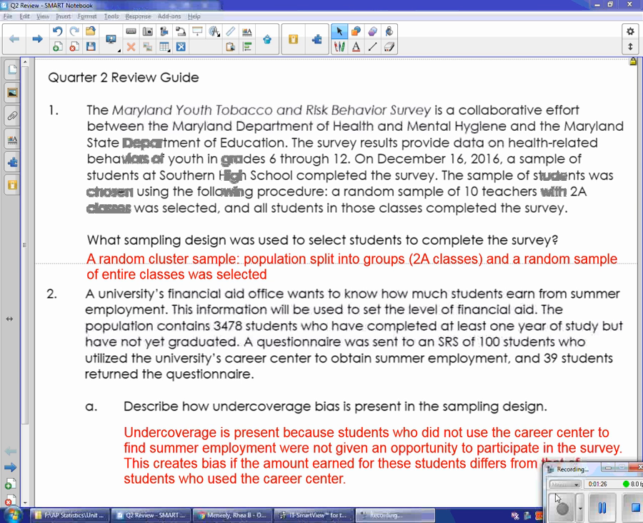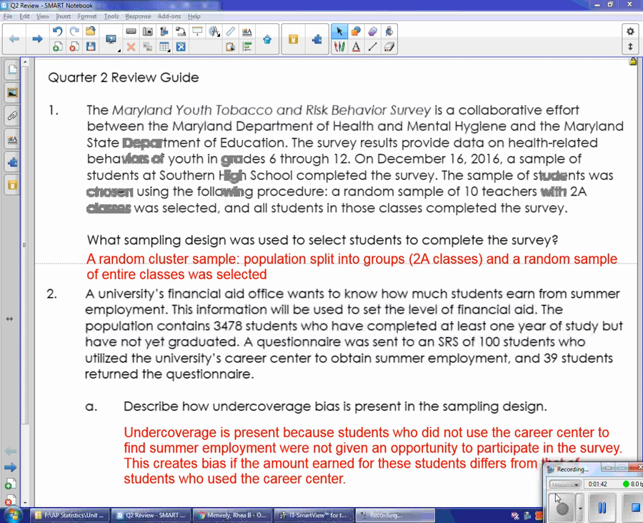If I had just taken a list of all the students that were in a 2A class and taken a random sample of them, that would be a simple random sample. And if I had used some sort of a rule, like every 5th student or every 10th student, then it would become a systematic random sample.